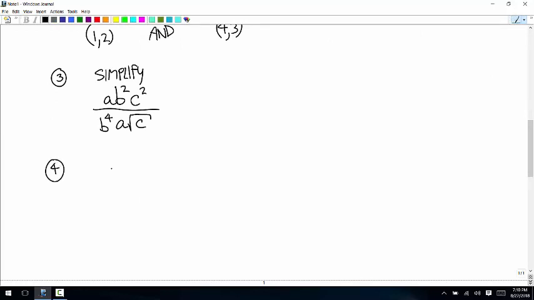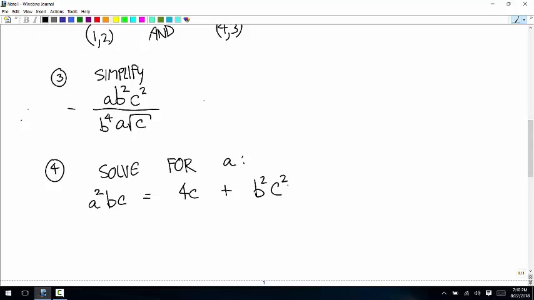Number 4, solve this expression for a, where a squared times b times c is equal to 4c plus b squared c squared. So in this one, you're not going to come up with a number for an answer. You're going to come up with an expression that has b's and c's in it.